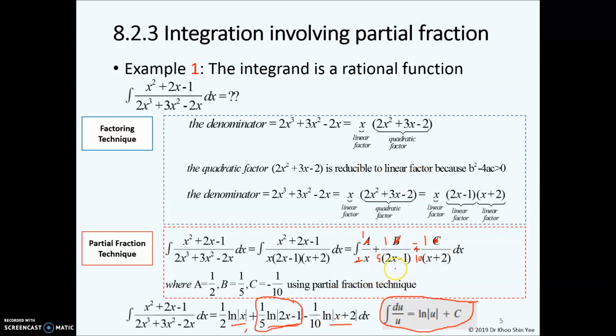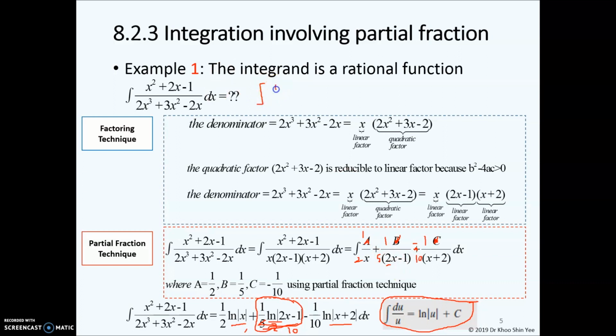Be careful that if you have 2x minus 1, you have to differentiate this term, then you have to divide by 2. So this should be changed to 1/10. So you should get this answer, 1 divided by 10 multiplied by ln 2x minus 1. To avoid this mistake, you can always use a substitution to solve this problem.